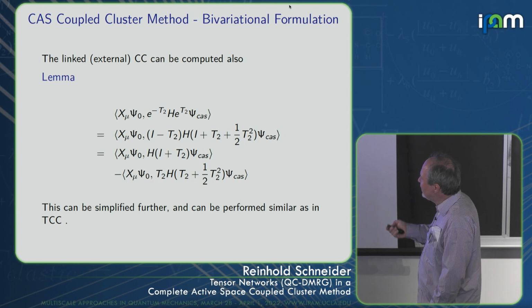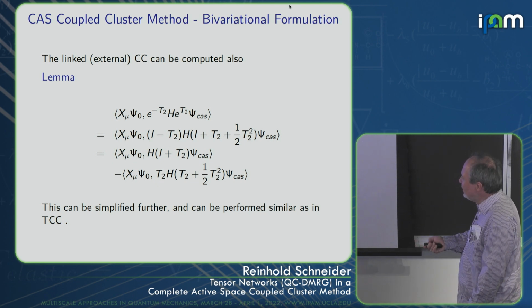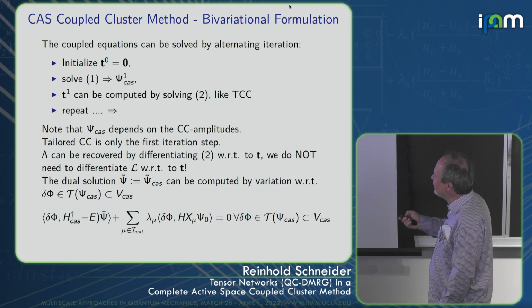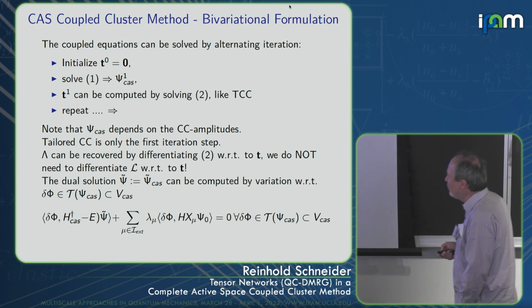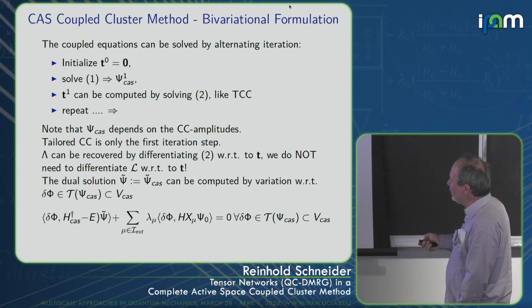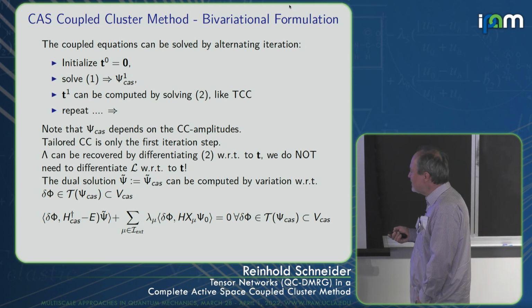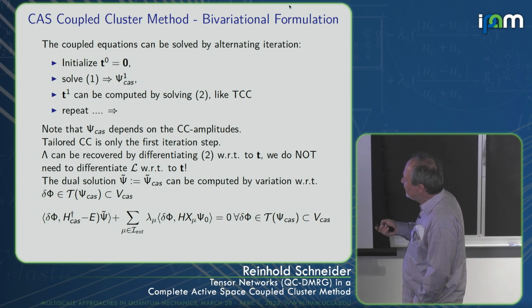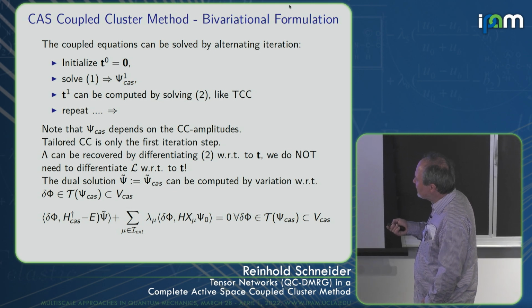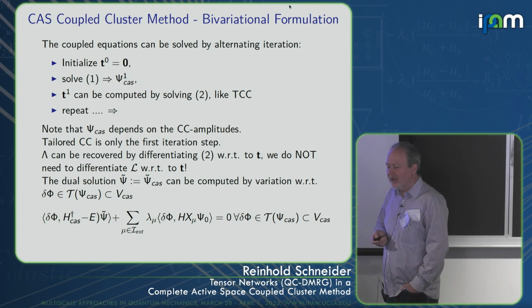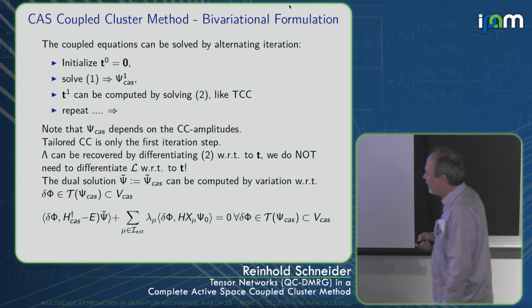And the second equation is a little bit more complicated, but this can be treated in the same way as a Taylor coupled cluster. So this is an iteration scheme, a self-consistent iteration scheme. You alternate between these two equations, and if you have the solution, then you can compute the dual ones. What is interesting here, we can differentiate the coupled cluster equation with respect to the coupled cluster amplitudes. And that's necessary to compute the Lagrange multiplier. That's already known from Helgaker and others.